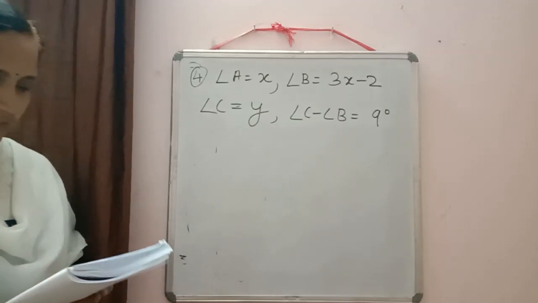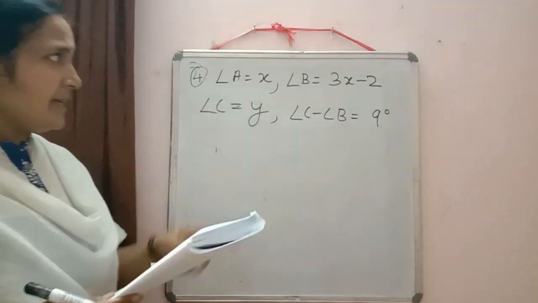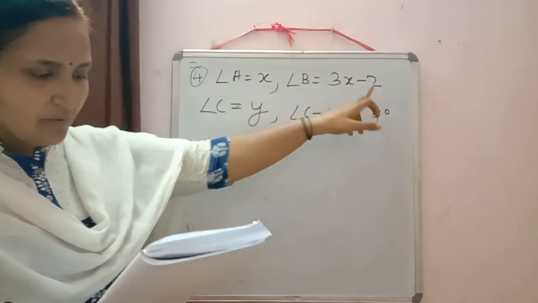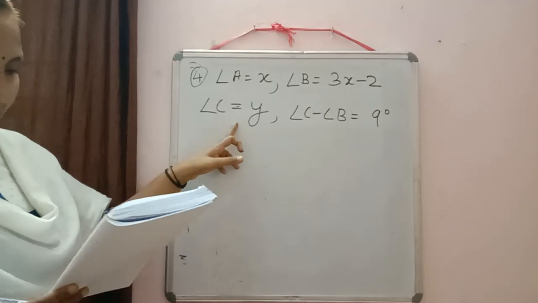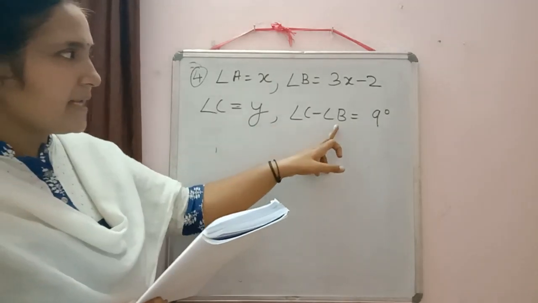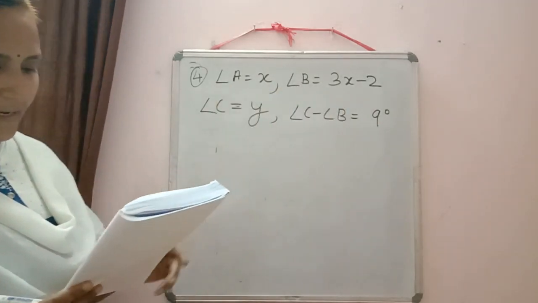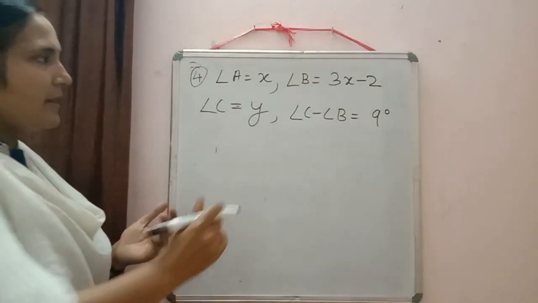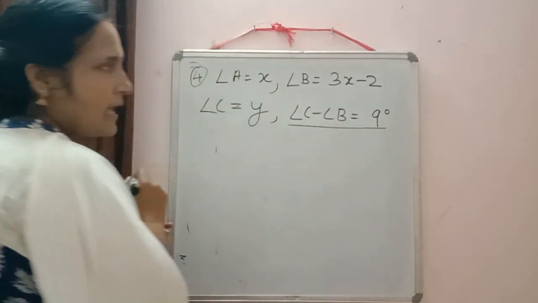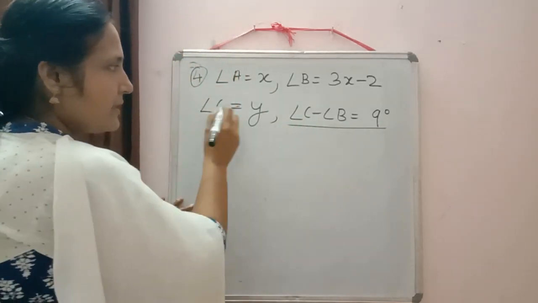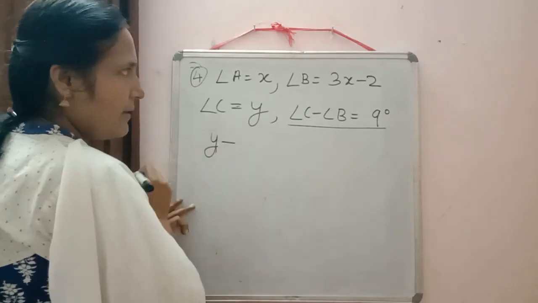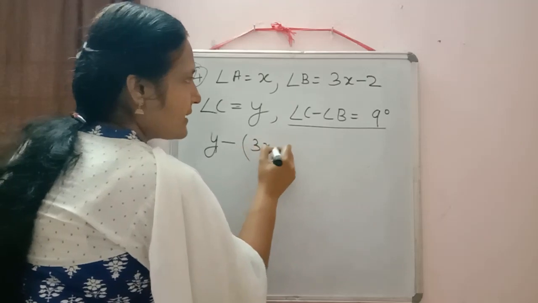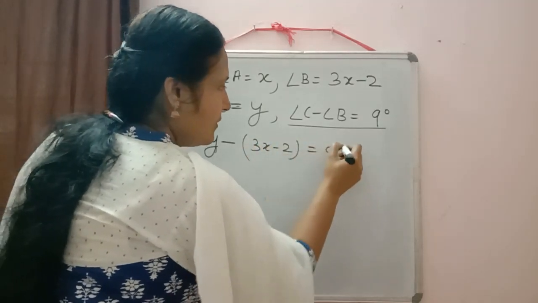So just to check whether you are getting this answer or not. In this question it is given in a triangle ABC, angle A is equal to x, angle B is equal to 3x minus 2, angle C is equal to y and also angle C minus angle B is equal to 9 degree. Find all the three angles. So now first we can check by using this one what equation will come. Angle C minus angle B. Angle C is given y. So y minus, whenever negative sign is there, put the bracket, 3x minus 2 is equal to 9 degree.